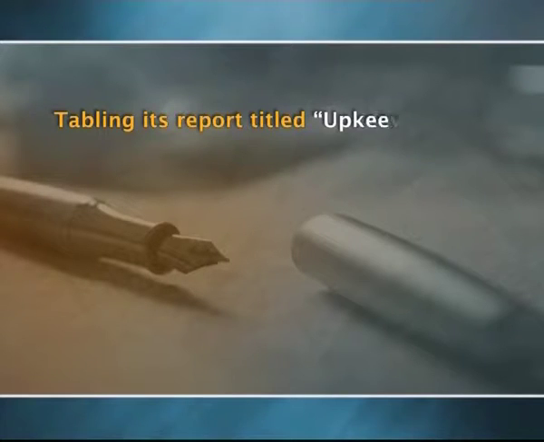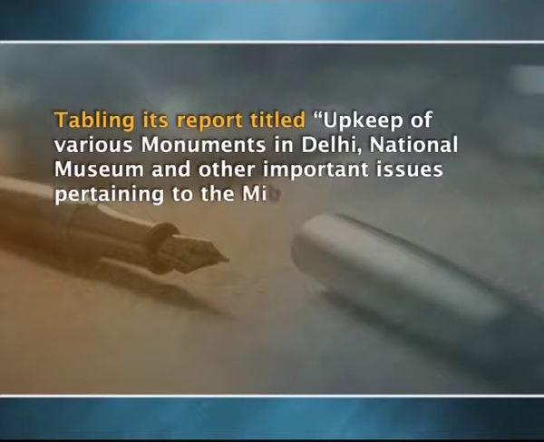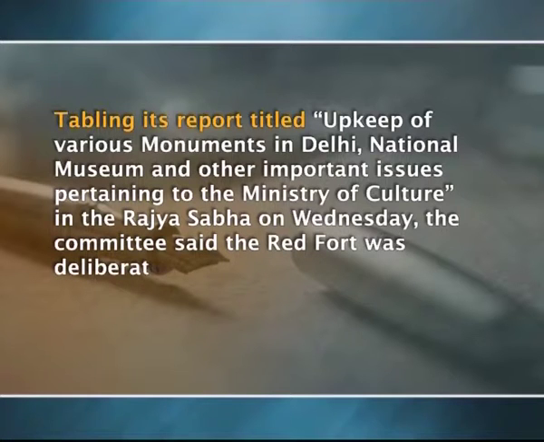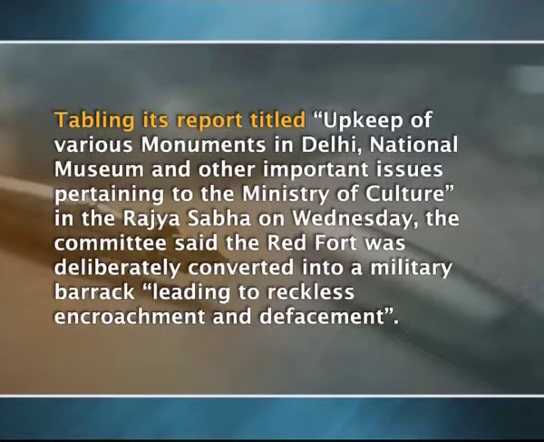Tabling its report titled Upkeep of Various Monuments in Delhi, National Museum and Other Important Issues Pertaining to the Ministry of Culture, in the Rajya Sabha on Wednesday, the committee said the Red Fort was deliberately converted into a military barrack, leading to reckless encroachment and defacement. The panel emphasized the need to integrate the Red Fort with Shahjahanabad. It said information and images of the entire walled city area have been made into a dossier and dispatched by the Ministry of Culture to UNESCO so that Delhi can get the tag of World Heritage City.